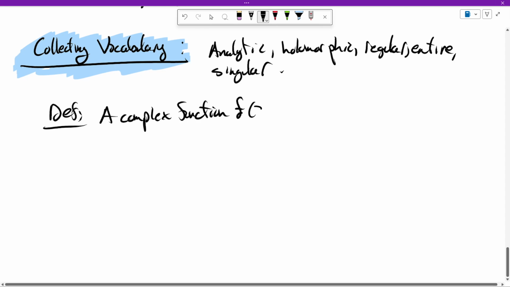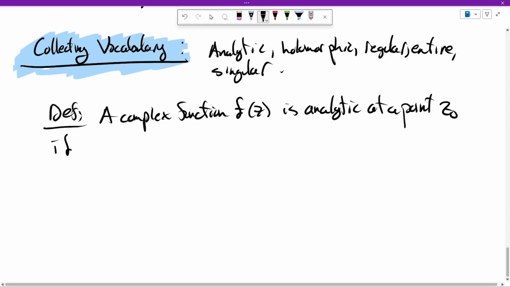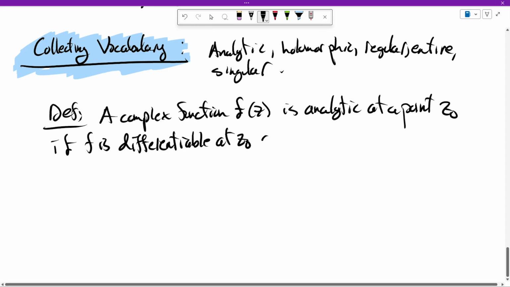f, is analytic at a point z0 if f is both differentiable at z0 and in a neighborhood of z0.